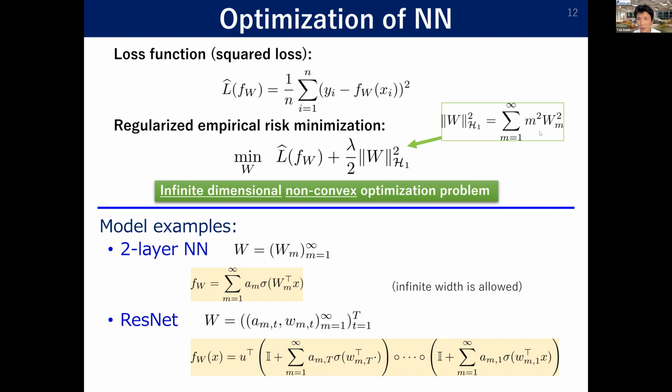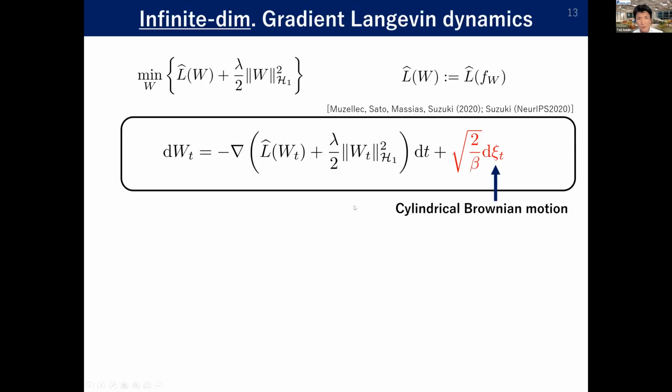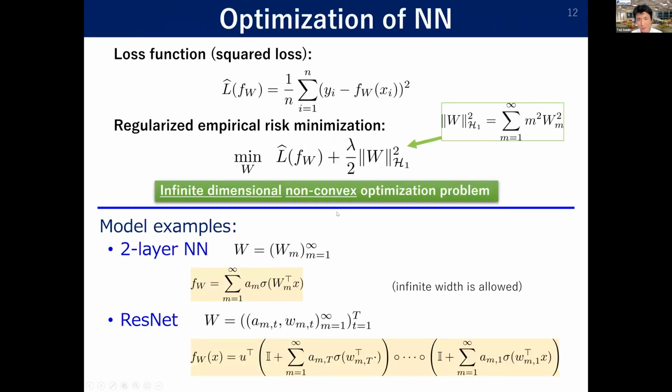The weight M square is coming here, so W_M square should converge to 0 faster than 1 over M square. If you are very familiar with kernel methods, this can be seen as one of the RKHS norms. But this is an infinite dimensional non-convex optimization problem, so this is a very difficult problem.